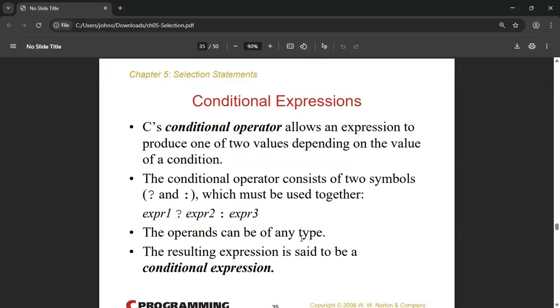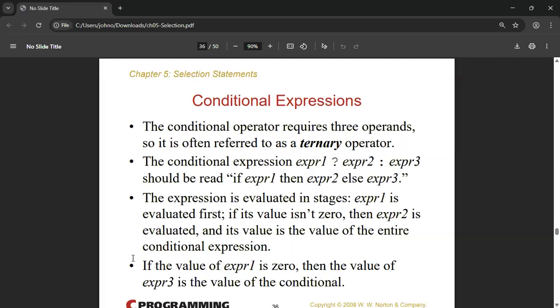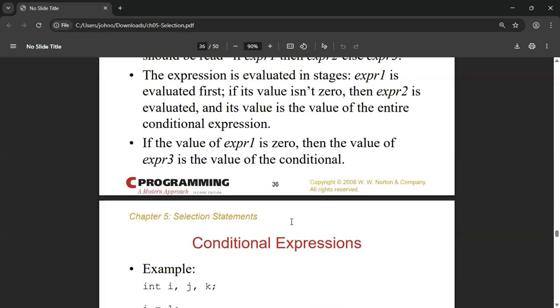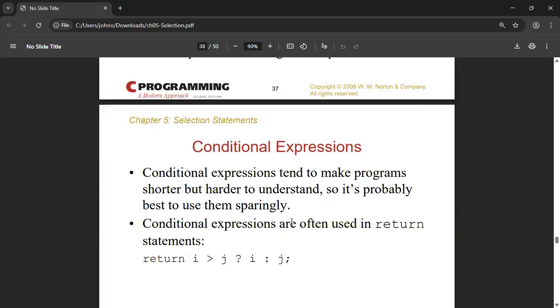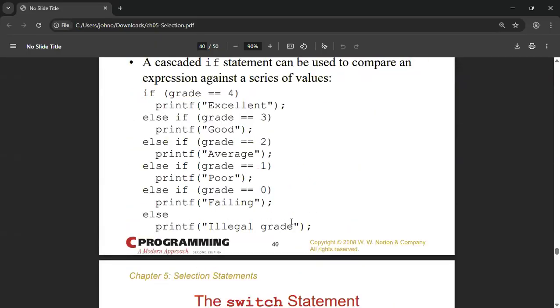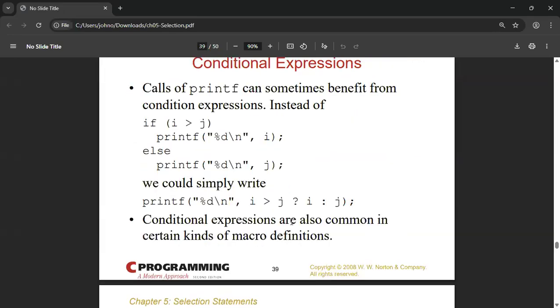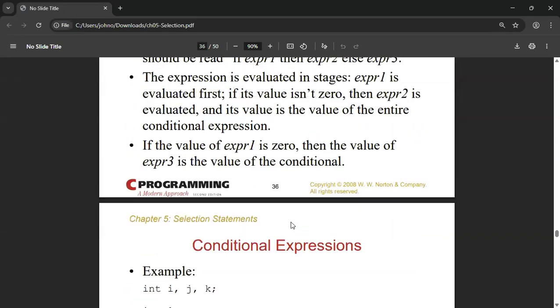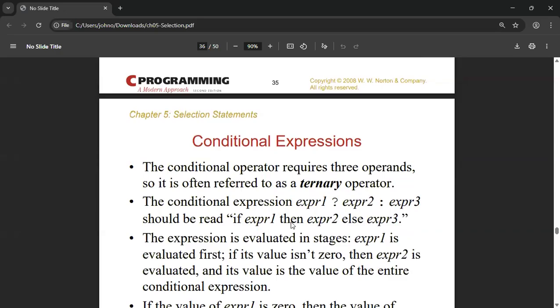The operands can be of any type. The resulting expression is said to be a conditional expression. All right, I think probably we should stop here. Let me see what's the next thing. Conditional expressions. Okay, the logic is the same. Maybe I just read this and then we end.